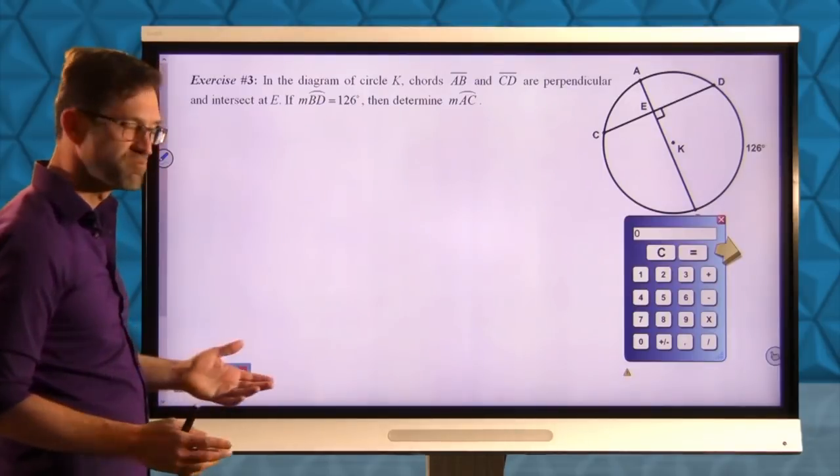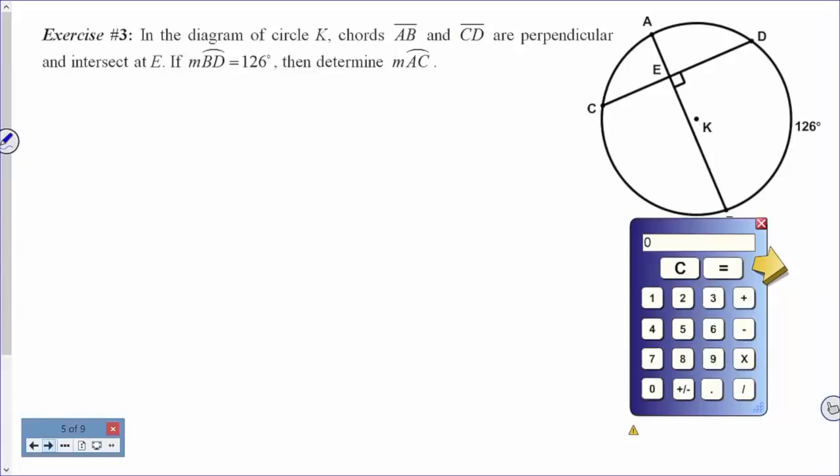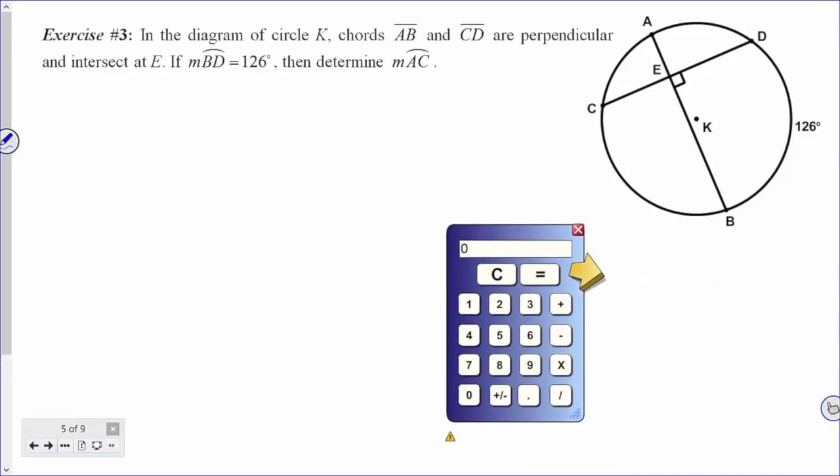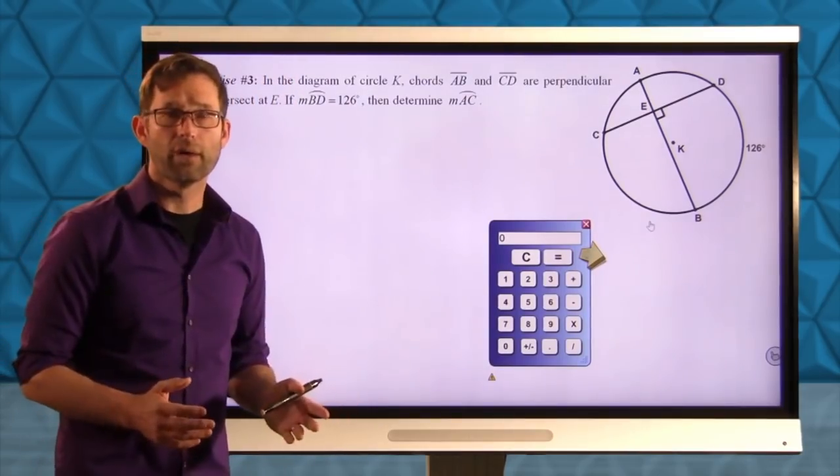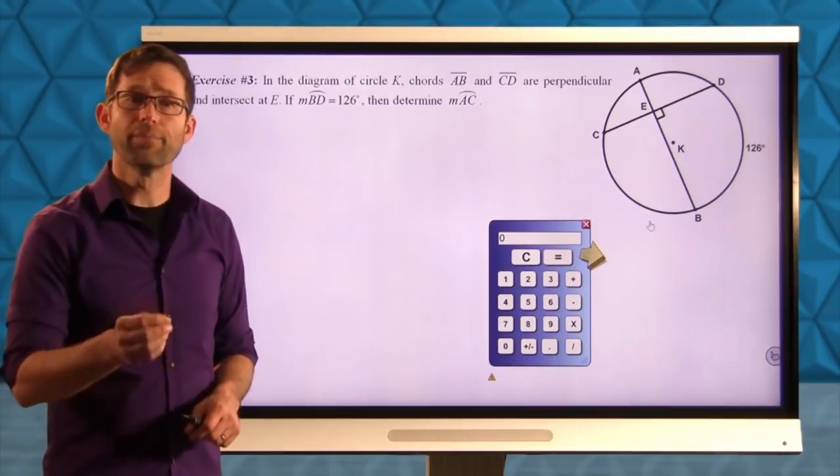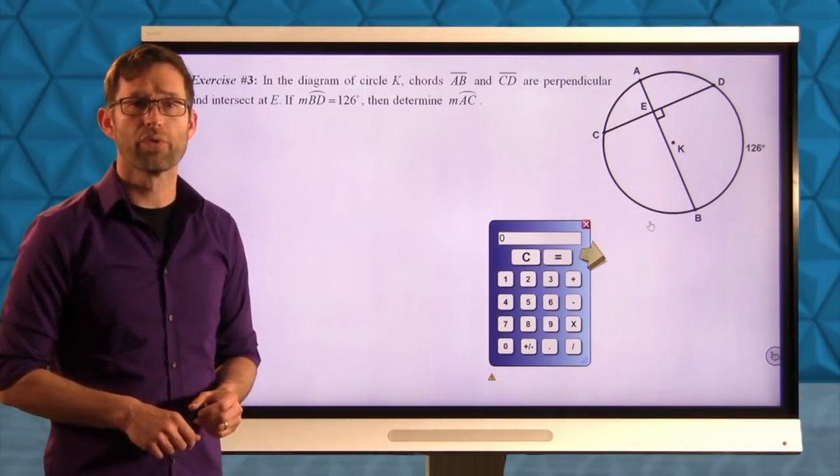Exercise number 3. Let's take a look. In the diagram of circle K, chords AB and CD are perpendicular. Awesome. And they intersect at E. If the measure of arc BD is 126 degrees, determine the measure of arc AC. All right. Well, you know the theorem now. You've played around with the problems just a little bit. Pause the video now and see if you can work through this one.